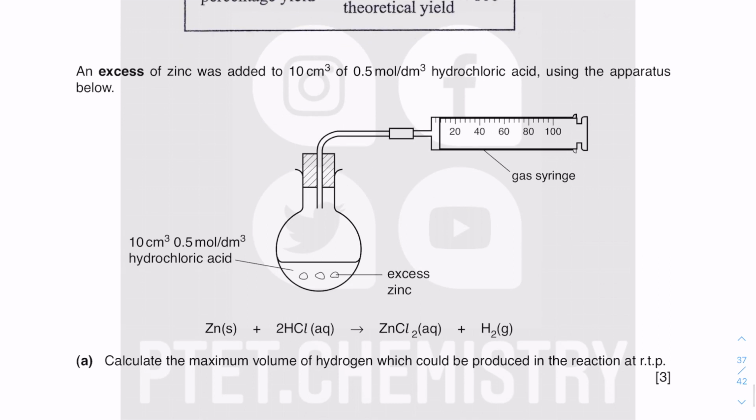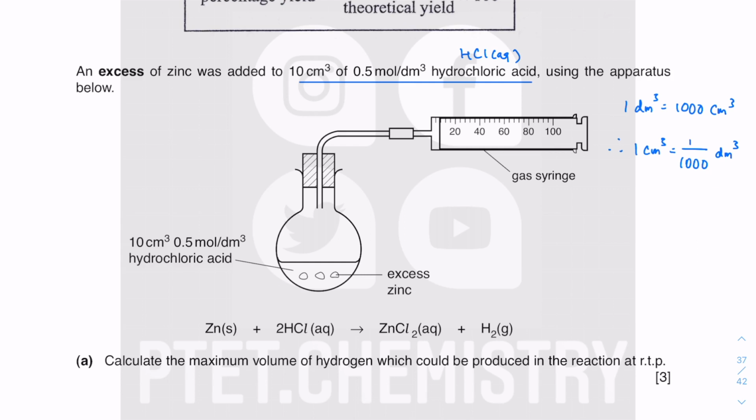In the previous subtopic, we learned about excess and limiting reactants, so you can recap that concept by watching that particular lecture tutorial. So we have excess of zinc, which is added to this HCl aqueous, so it's a solution, so it has concentration in mole per dm cube. This is in cm cube. Do not forget that 1 dm cube equals 1000 cm cube. Therefore, if you want to convert cm cube to dm cube, you would divide by 1000.